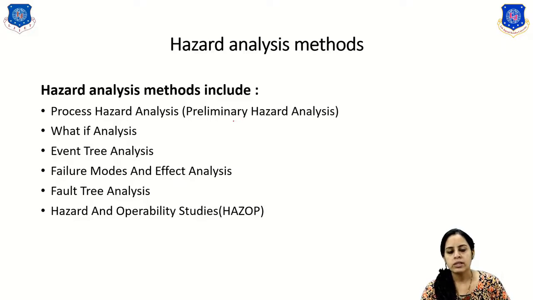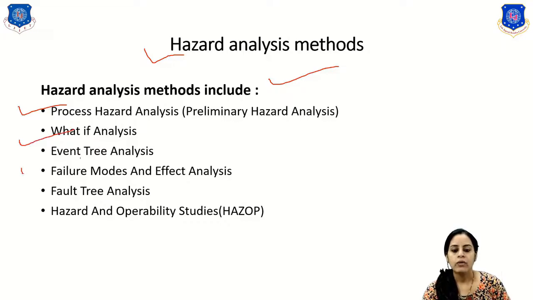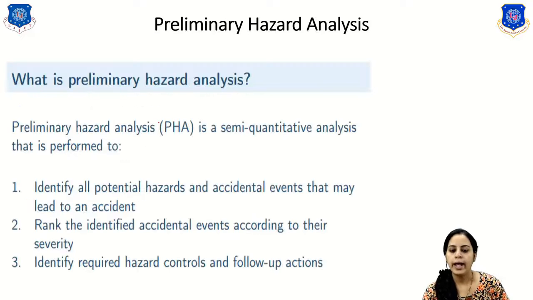Okay, so in this lecture, we have discussed hazard analysis methods. This is the most important topic for the exam. The methods include, first, process hazard analysis, then what-if analysis, event tree analysis, failure mode and effect analysis, fault tree analysis, and the last one, which is hazard and operability studies, HAZOP. Now, first of all, we discuss process hazard analysis.